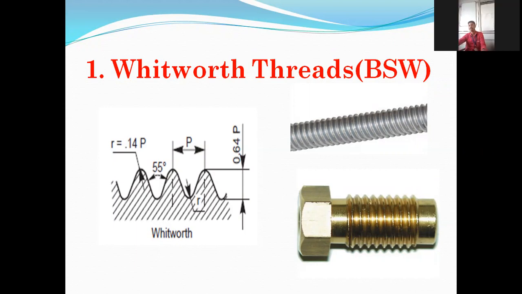So with Whitworth thread, what is the thread angle? Quickly, we have seen this. What is the thread angle in case of Whitworth thread? 55 degree. And what is its application? Leak proof. So for multiple choice questions, it is very important. Thread angle of Whitworth or BSW thread is 55. Its application is leak proof application. Likewise, it is very important.